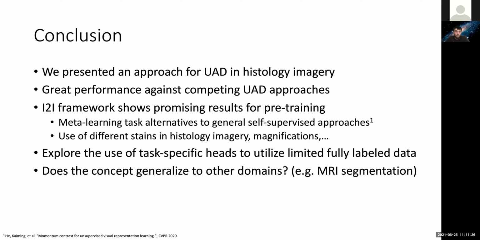As part of our future work, we also want to extend this framework with task-specific heads that can utilize such pre-trained representation to fine-tune on specific tasks where you have limited fully labeled data available. One of the future research directions is also to find out how such a concept generalizes to other domains. The problem that I presented, tumor region detection, is quite well approached in the literature, but it's also of the least interest to pathologists to be automated, because for a seasoned pathologist, this kind of problem is quickly solved.